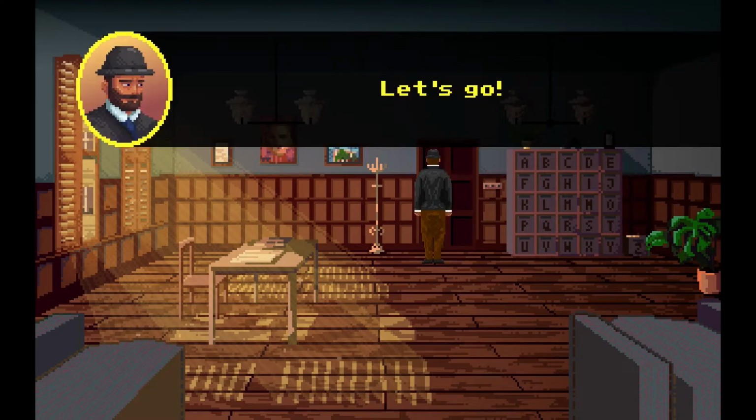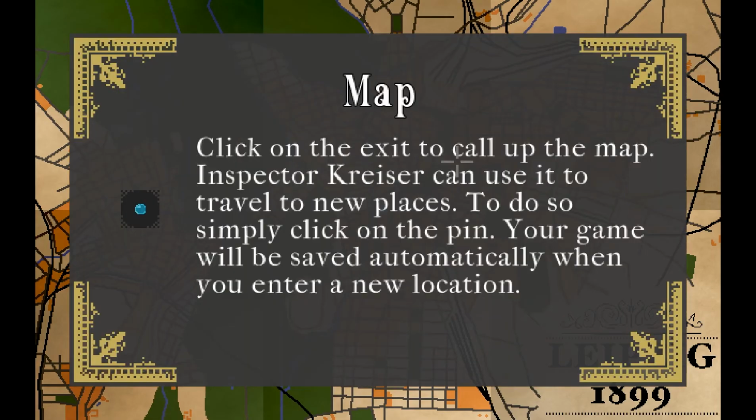To Plagwitz? Huh. We couldn't do anything without our hat. Los geht's. Let's go. Click on the exit to call up the map. Click on the exit. Okay. Inspector Kreiser can use it to travel to new places. To do so, simply click on the pin. Your game will be saved automatically when you enter a new location.